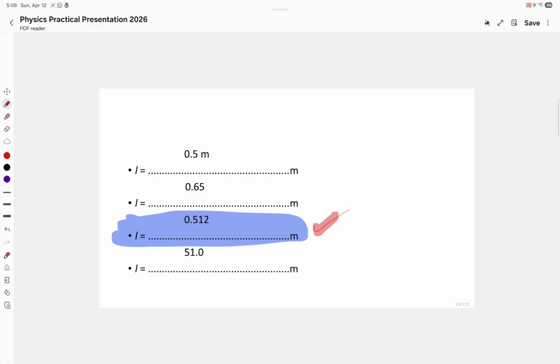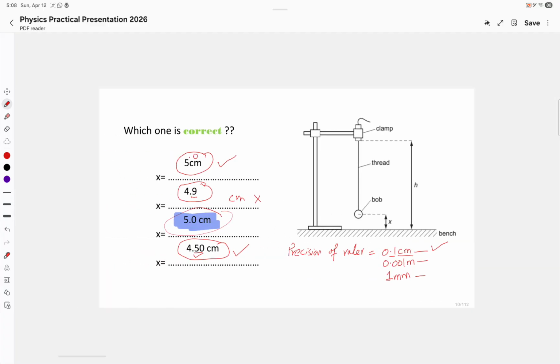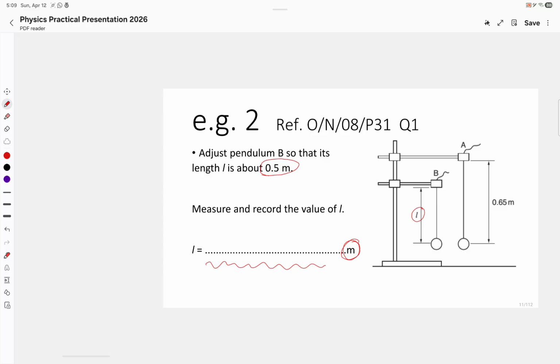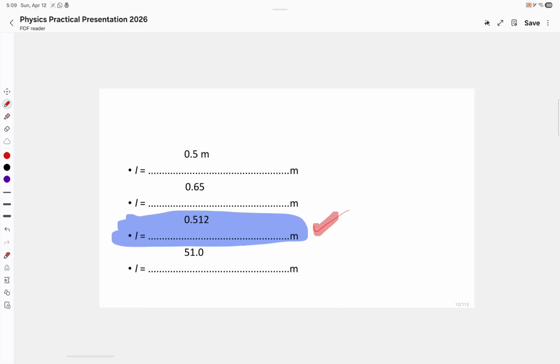Okay, this one. For meter, as I just explained in this slide, we are expecting 3 decimal places. So when I write a value for meter, I am expecting 3 decimal places. Here is 1 decimal place and a unit written against it. Unit over unit, you will definitely lose a mark.